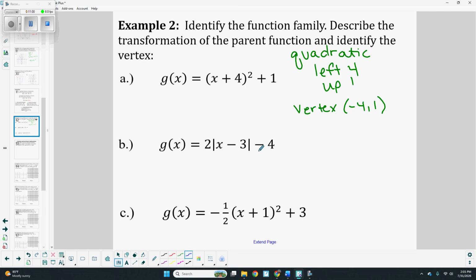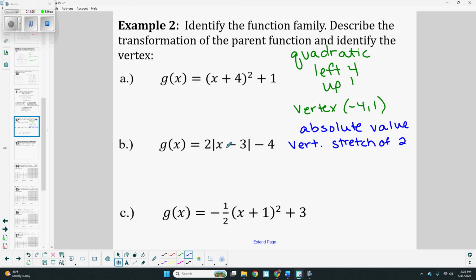So for my second one, this is absolute value bars. So this is an absolute value function family. We have the 2 out front, so that is a vertical, and I'm going to say it's a stretch because it's bigger than 1. So we usually put the factor by which it's the stretch or the shrink with it. So this is a vertical stretch of 2.